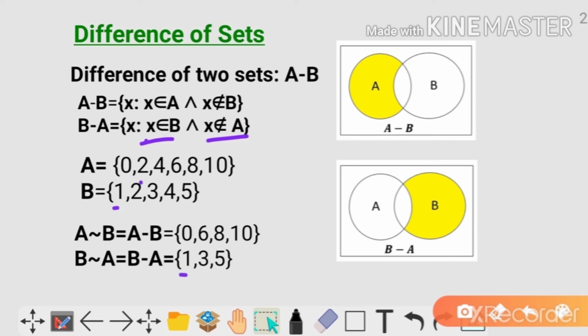Now for 2, this is common, we excluded this part. Now for 3, it's not in A, so it is here. 4, it's also common, so I just excluded 4 from B minus A. Now 5, it's not in A, so it is here. Similarly, in the Venn diagram, B minus A excludes the part of A. Only the colored part shows B minus A.